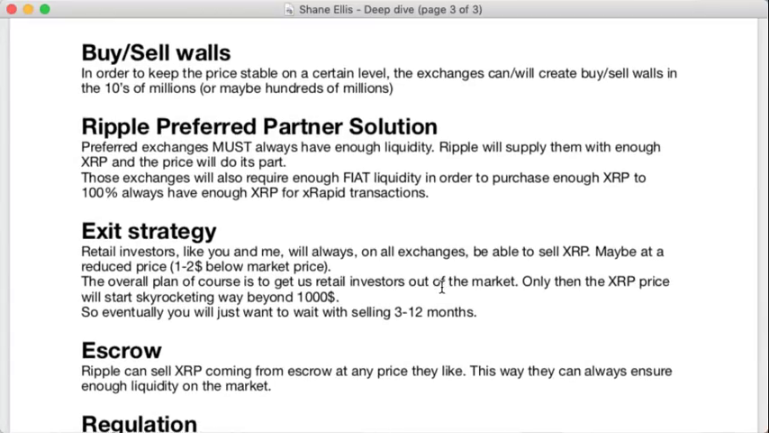Now, some arguments are around keeping the price stable of the XRP once it's high. Let's assume it hits $500. Many small retail investors like me or you, who have a few thousand or even just a few hundred XRP, would sell immediately and the price may drop. However, there is a technique to use a buy and a sell wall in the magnitude of tens or hundreds of millions.